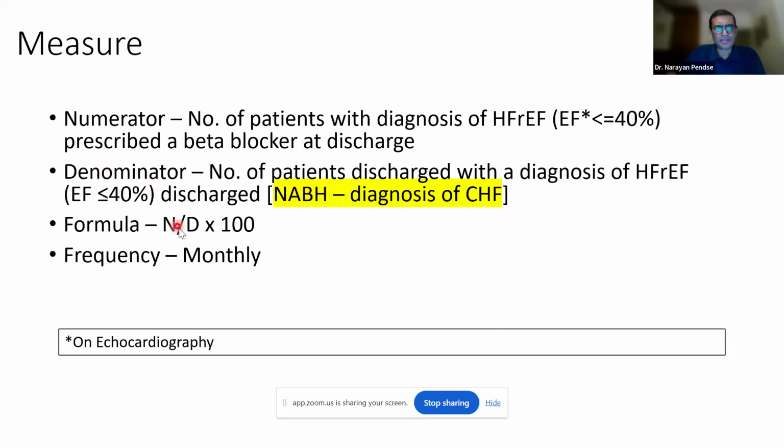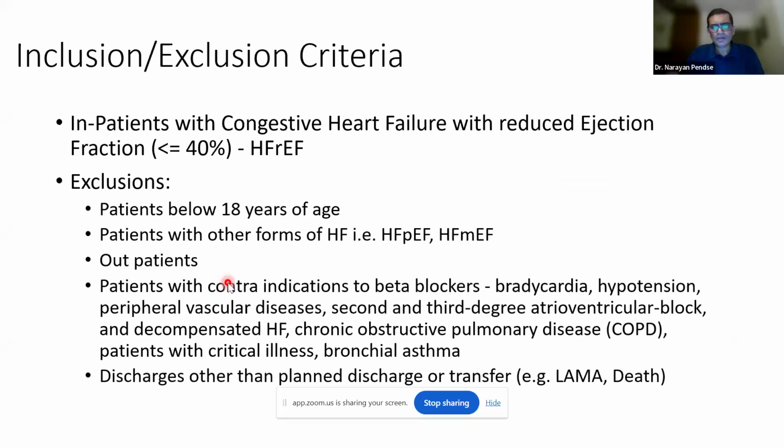The formula is simple: numerator divided by the denominator into 100, because it's a percentage, and the frequency of reporting has to be monthly. Obviously, with every indicator, or any measure for that matter, we need to have clearly defined inclusion and exclusion criteria, or an operational definition.